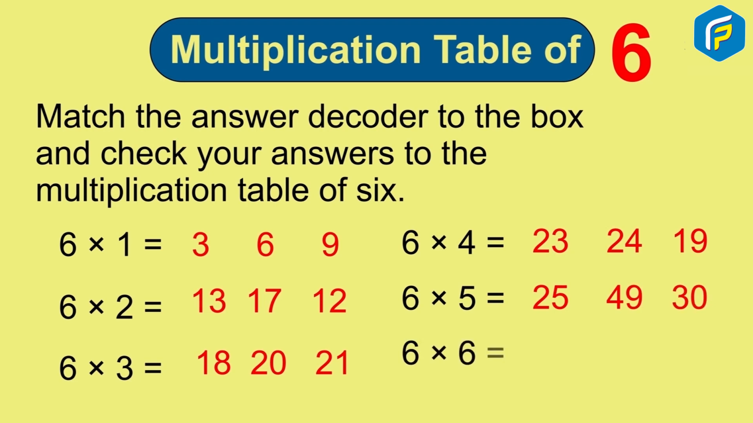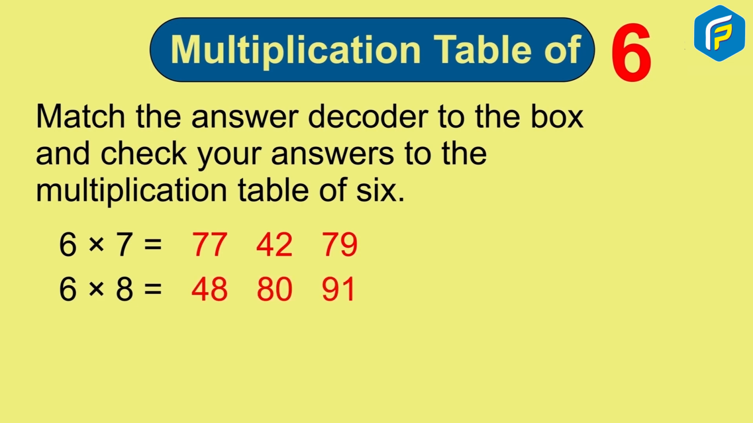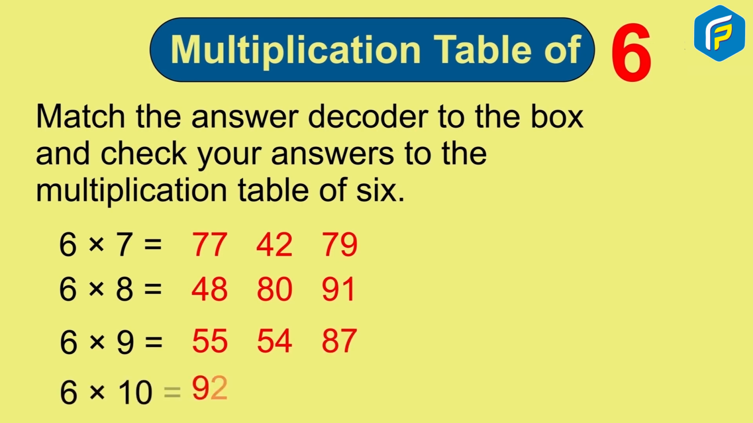6 into 6 is equals to 36, 20, 17. 6 into 7 is equals to 77, 42, 79. 6 into 8 is equals to 48, 80, 91. 6 into 9 is equals to 55, 54, 87. 6 into 10 is equals to 92, 72, 60.